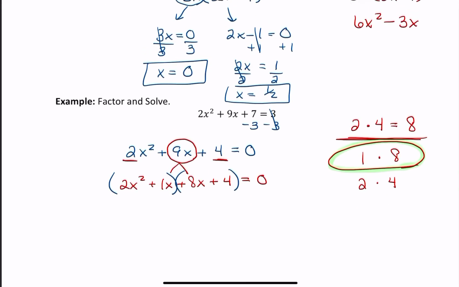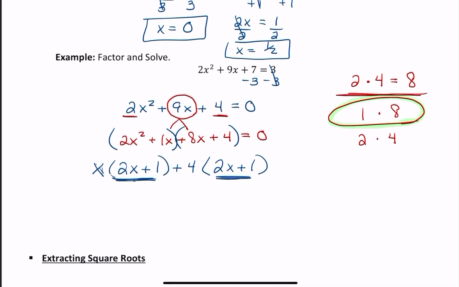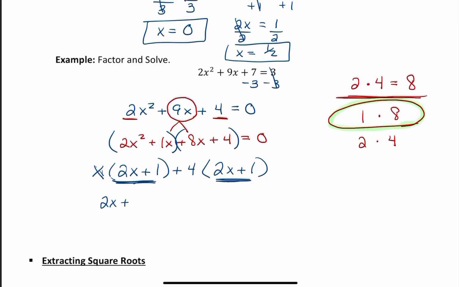So here I've got 2x squared plus 1x. Well, the only thing I can pull out of there is an x. So I've got 2x plus 1. And then in the next set, I can pull out a 4, a positive 4, which will, if I divide through by 4, gives me 2x plus 1. Now notice that what's left is the same on both. That's going to be one of my linear factors. And the other linear factor will be what's left on the outsides. So my other linear factor is going to be x plus 4. And that all equals 0.